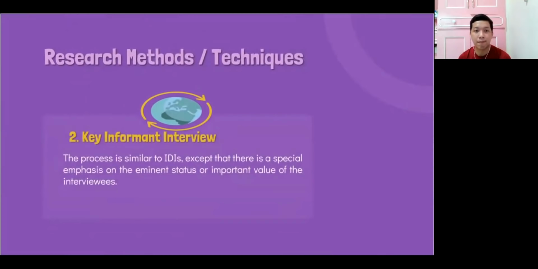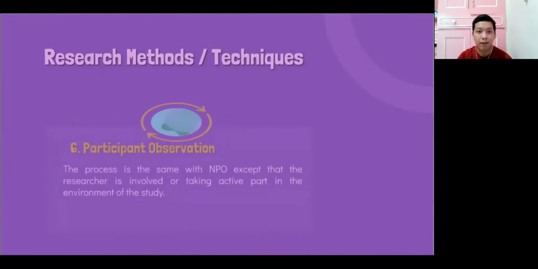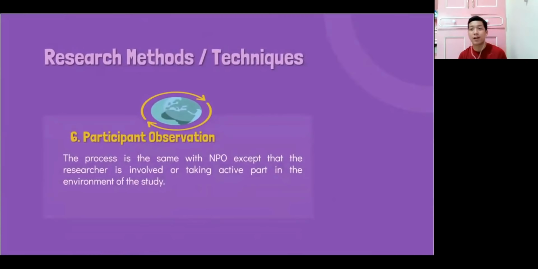Next is the participant observation. When we say participant observation, class, it is a process. The process is the same as the non-participant observation, except that the researcher is now involved or taking an active part in the environment of the study.